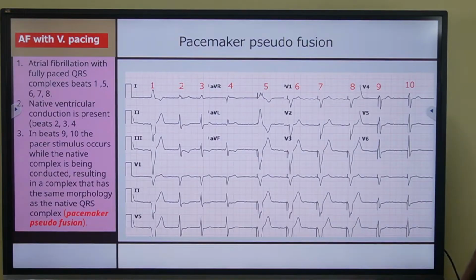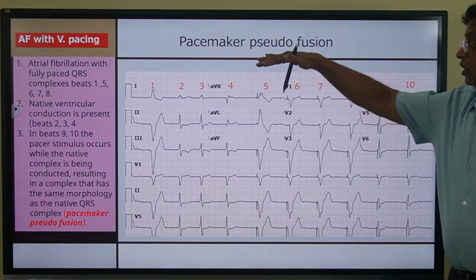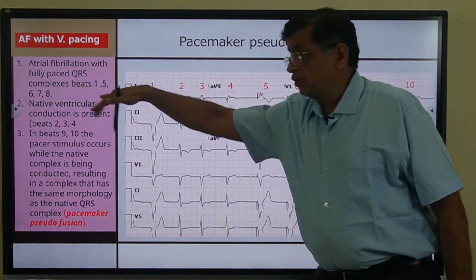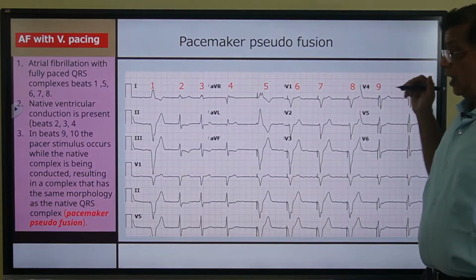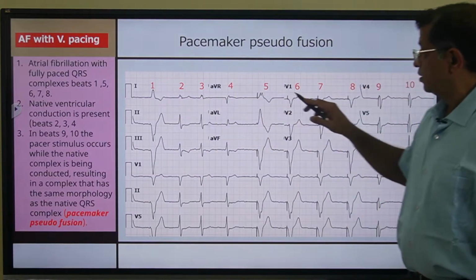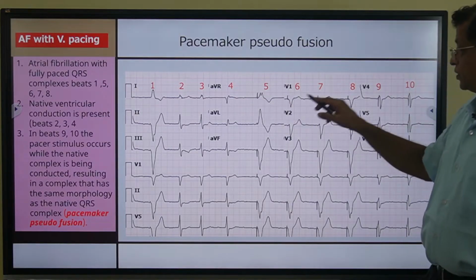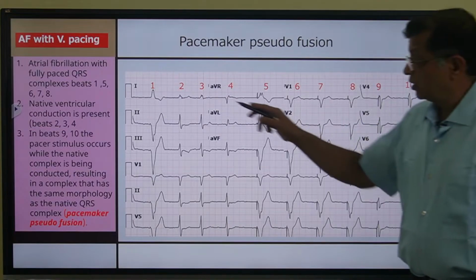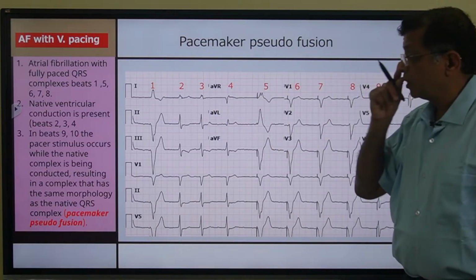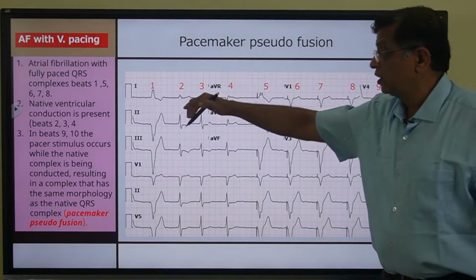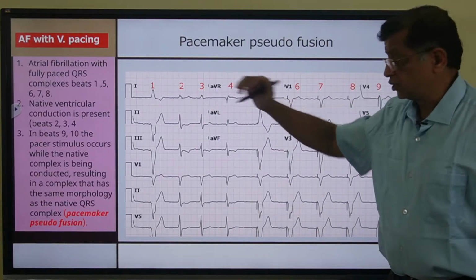In this ECG, you see what is called pacemaker pseudofusion. The patient has atrial fibrillation with a fully paced rhythm, and beats in complexes 1, 5, 6, 7, 8 are the paced complexes. While in 2, 3, 4, as you see, there are no pacing marks here. So these are the intrinsic native ventricular conduction.